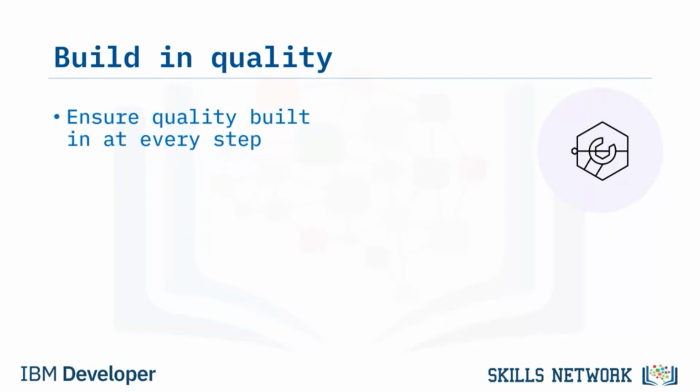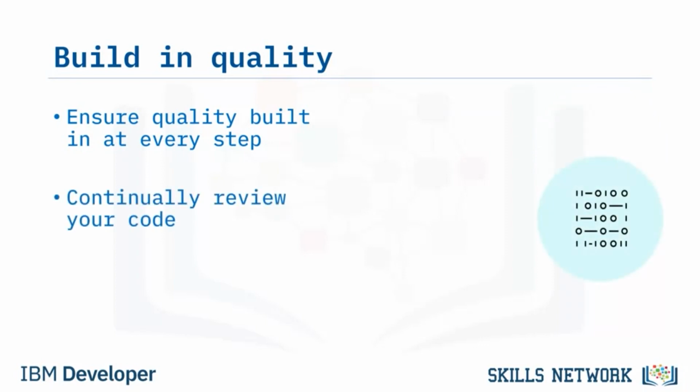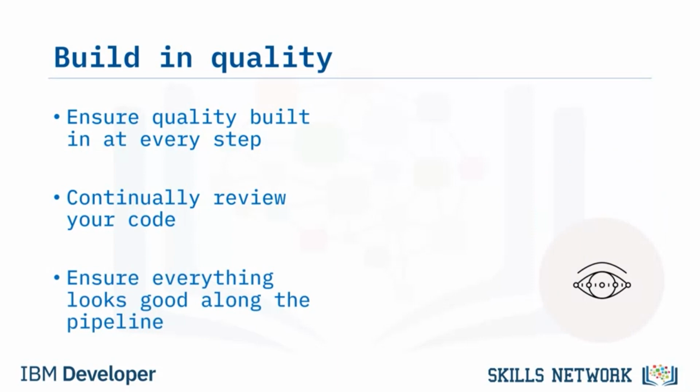Quality isn't free. You must plan for it. This can be achieved by continually reviewing your code. Every pull request is an opportunity for a code review and quality check. This is critical to make sure that everything looks good all the way along your pipeline.